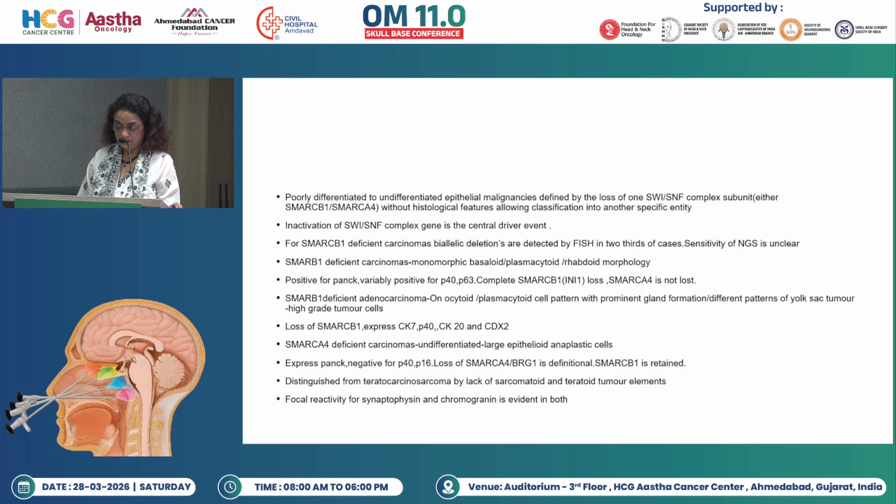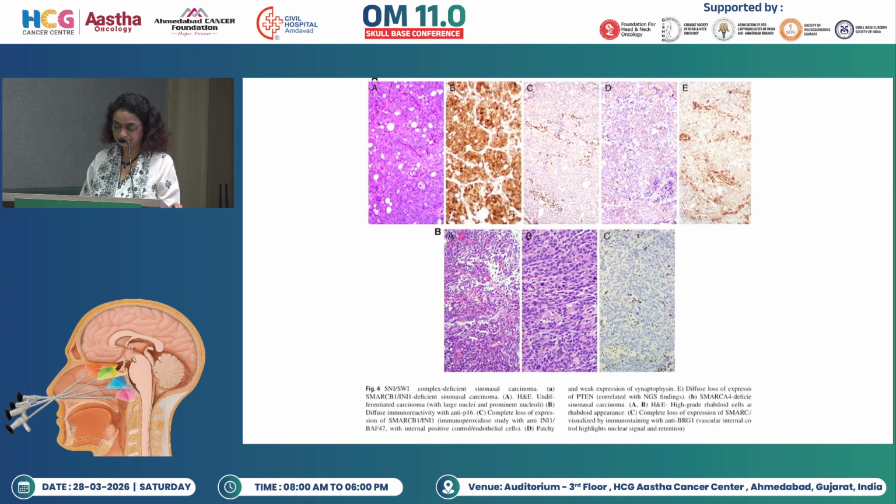And how do you again discern it from teratocarcinosarcoma? SMARCA4 is discerned by the absence of sarcomatoid and teratoid tumor elements. This is how these tumors look like. Second figure, this is P16 positivity, and this is lack of INI1.